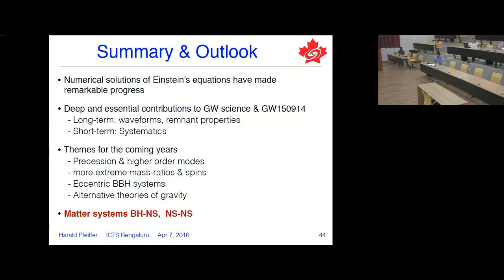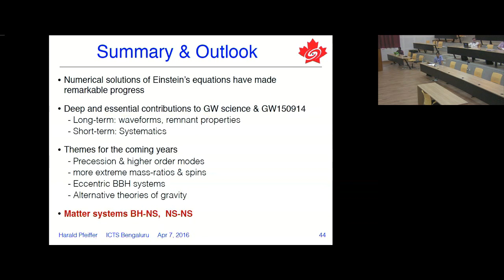GW150914 luckily was at very modest spins and very modest, almost equal masses, so that's a very easy case to do numerically. But pushing numerical simulations to more extreme mass ratios, especially mass ratio 5 to 10, is particularly relevant for black hole neutron star binaries. And spins beyond 0.9 are still a big challenge and active work.